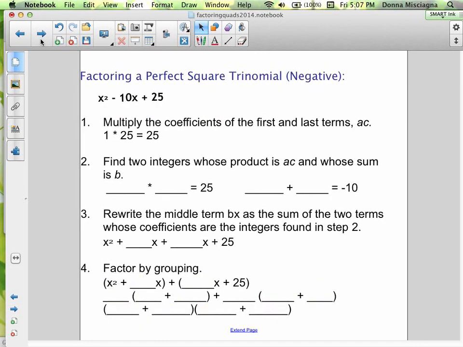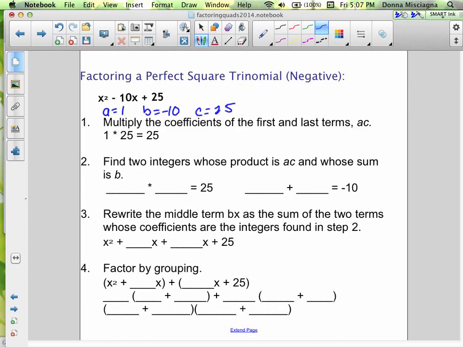Here we have another perfect square. This time we have a negative sign. All right, so A is 1, B is negative 10, and C is 25. Multiply 1 times 25, you get 25. We need two numbers that multiply to give us 25, but add to give us negative 10.